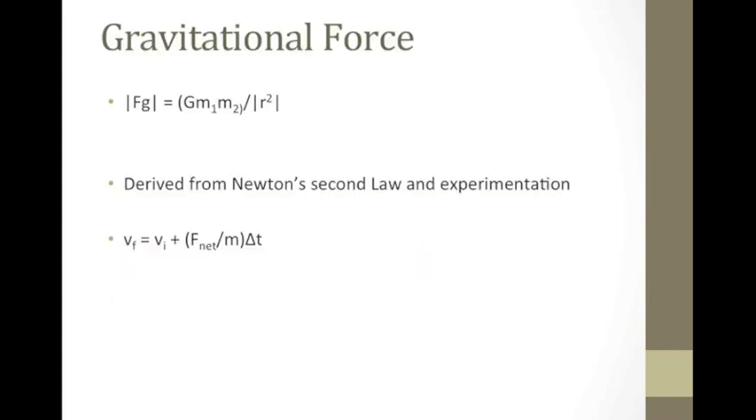So the important equation that we're working with is the gravitational force equation, which is stated right here, where G is a gravitational force constant, M1 and M2 are the masses of the two objects acting on each other, and R is the difference in the position vectors of each. And so, of course, this gravitational force is derived from Newton's second law.